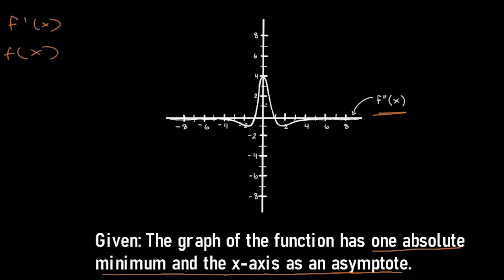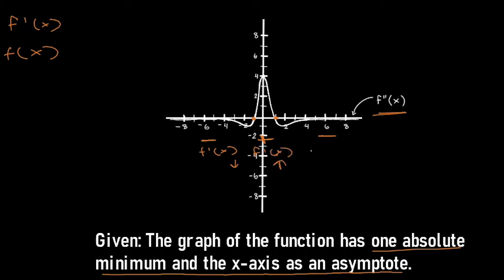We see that f double prime crosses 0 at these 2 points. From negative infinity to this point, f double prime is negative, and between those 2 points, f double prime is positive. And from this point to positive infinity, it is negative. So whenever f double prime is negative, f prime of x will decrease, and whenever f double prime is positive, f prime of x will increase.